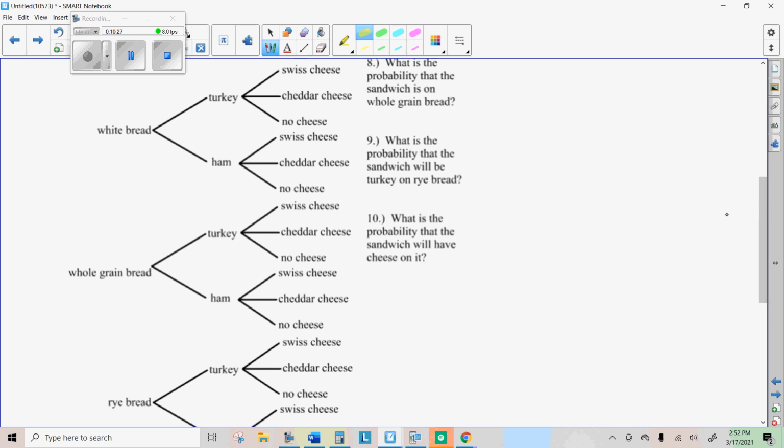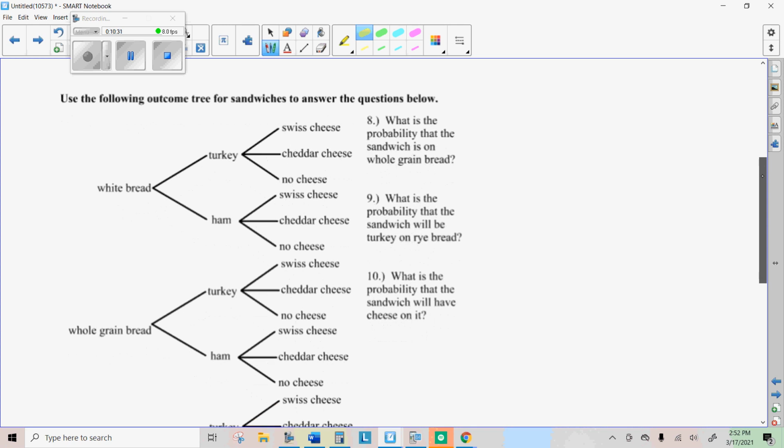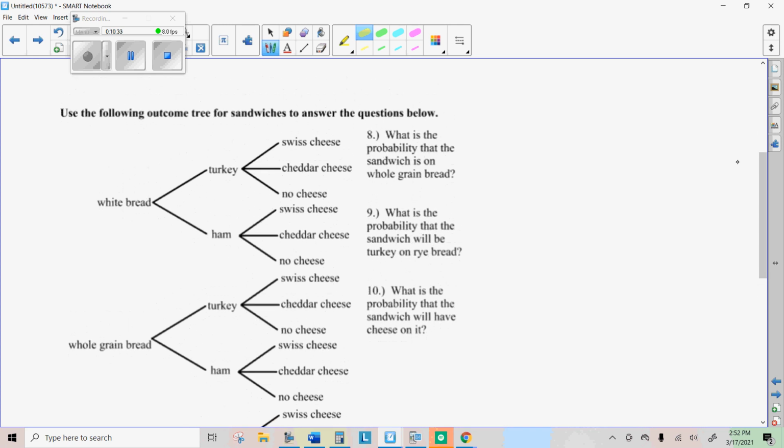So the total number of possibilities, you can actually count them at the end of the tree here if you want. But you could also do it this way. You have 3 breads in this line. 3 breads. Then you have 2 meats, and then you have 3 choices for cheeses. So 3 times 2 times 3 is 18 possibilities when you're doing your probability.